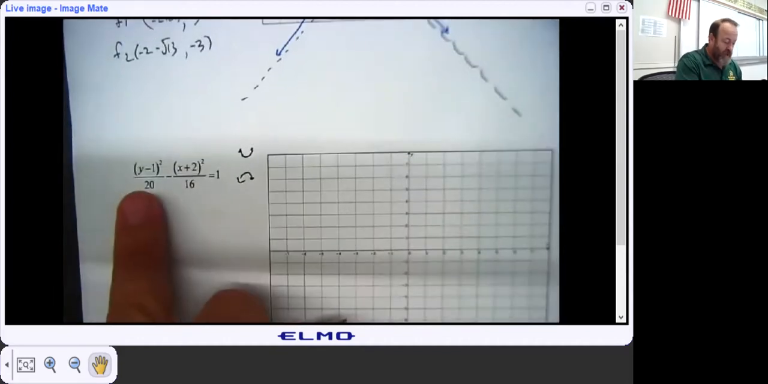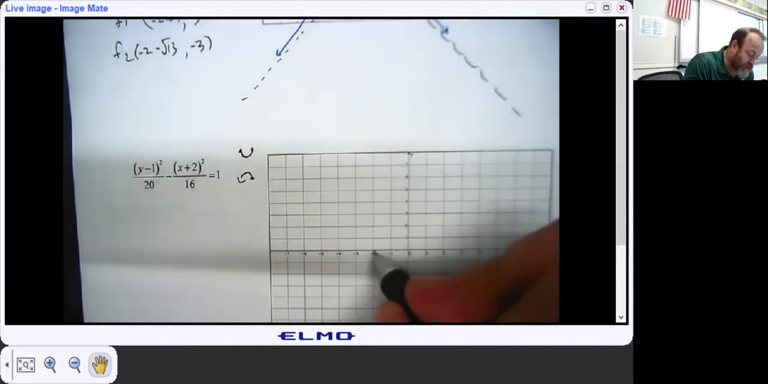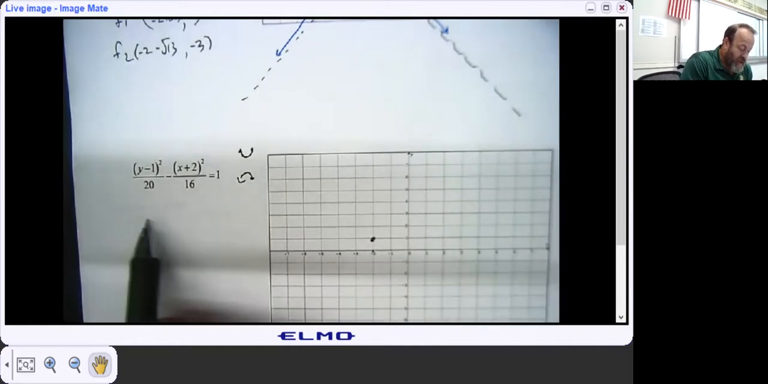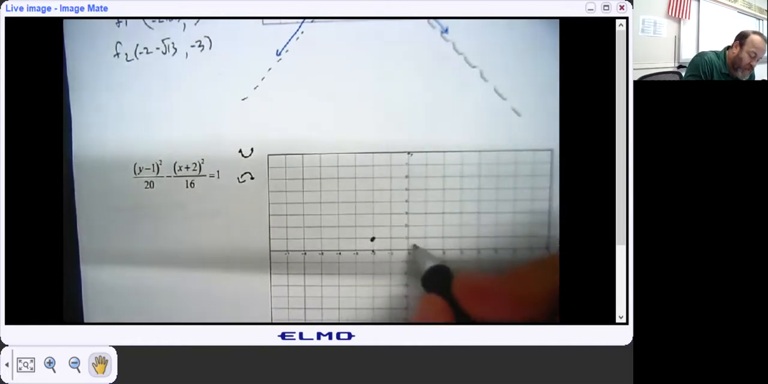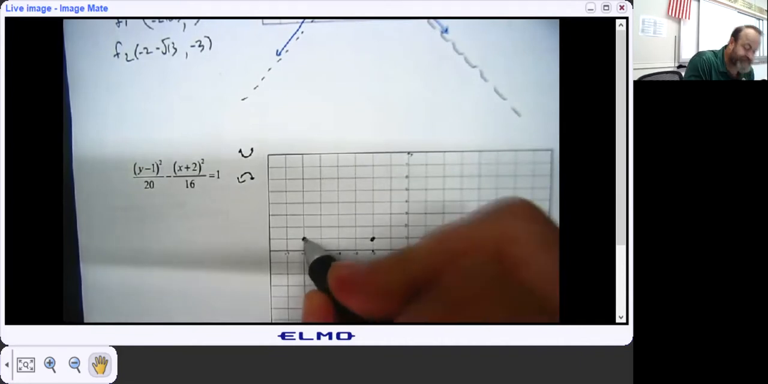So now this one again, let's do the same process. I'm going to go to the left 2 and up 1. In the x direction, I'm going to go over 4. 1, 2, 3, 4. 1, 2, 3, 4.